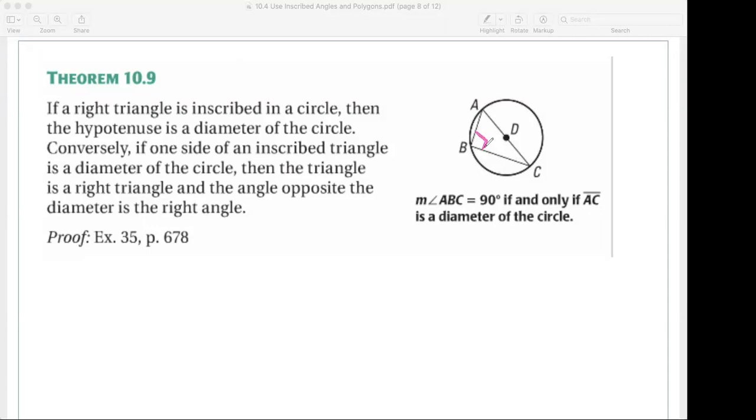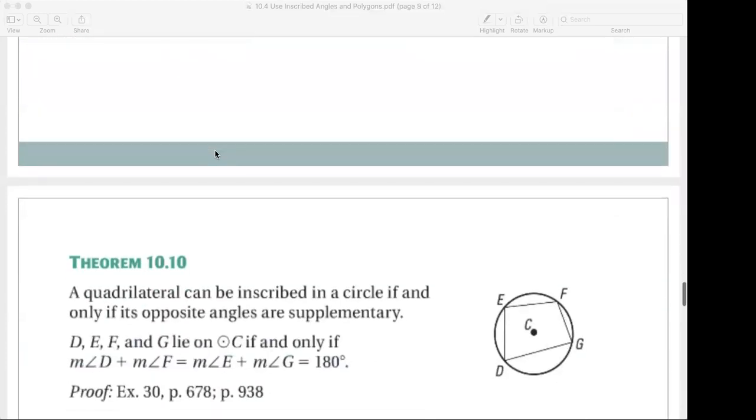I also don't think this theorem is very profound, and here's why. If this is a diameter, then you know this is a semicircle, this is 180. So if this is 180, then angle ABC, this angle here, is intercepting a semicircle. It's literally intercepting half the circle. Half of 180 is 90. So I don't think this theorem's that profound. I kind of call it a shortcut, because you could just say, oh, it's intercepting 180, half of 180 is 90.